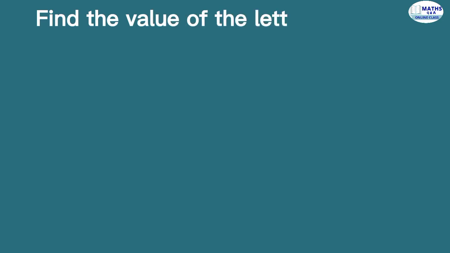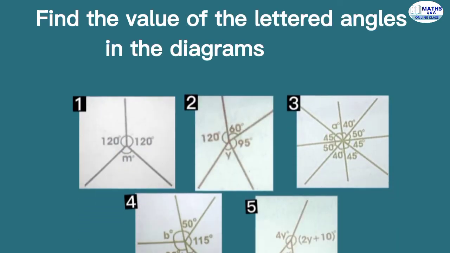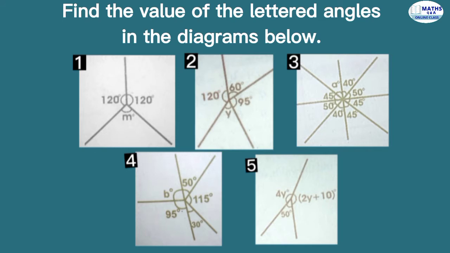Find the value of the lettered angles in the diagrams below. And we are given diagrams 1, 2, 3, 4, 5. So we are having 5 diagrams here. Let's take them one after the other and solve.